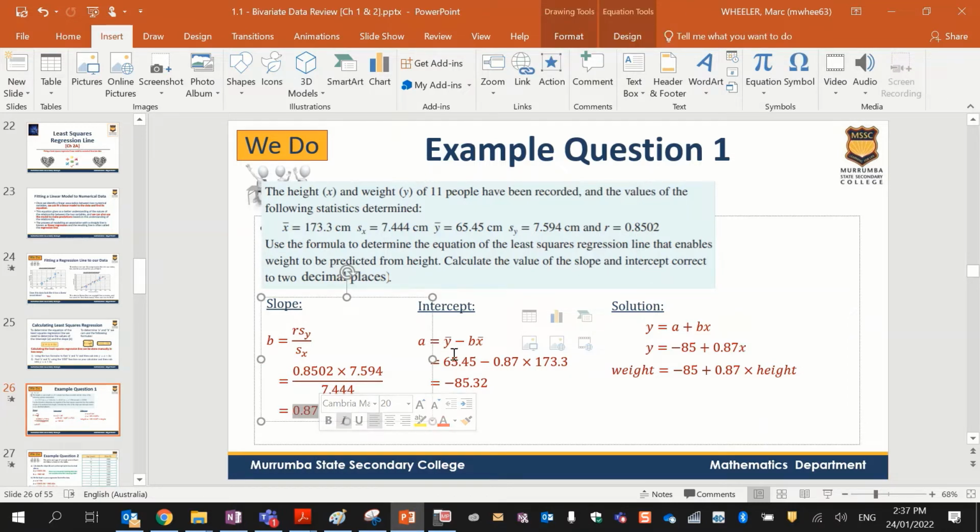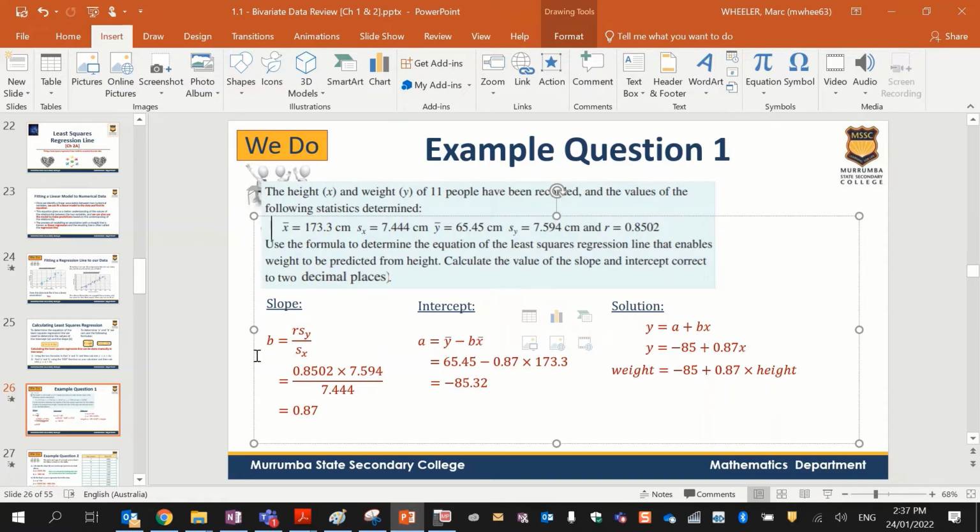Okay, next, we're going to calculate the intercept. So for the intercept, we're going to use this value here, 65.45. We sub it in, subtract, we go and put B, which we just worked out as 0.87, and we're multiplying that by the mean of the x's, which is 173.3. That gives us this figure.